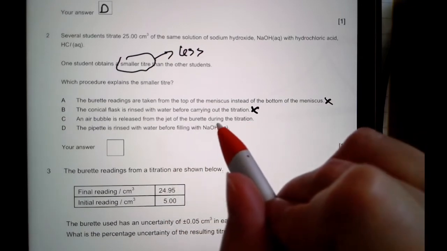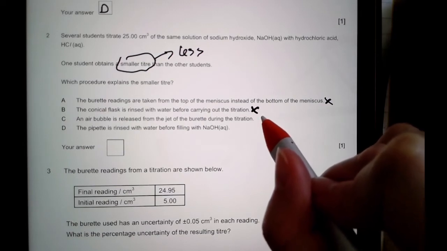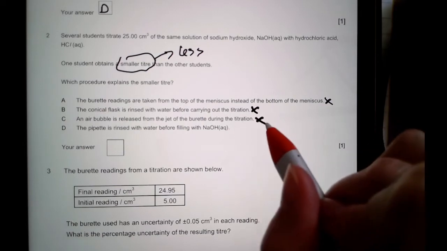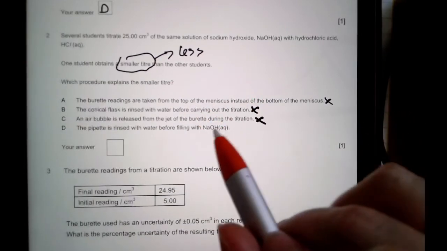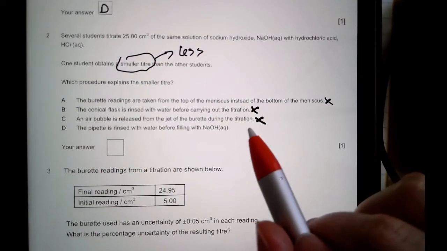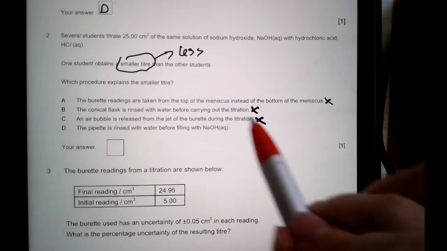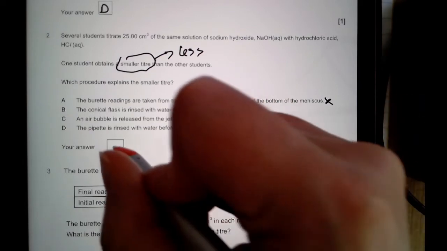An air bubble is released from the jet of the burette. If they have an air bubble in there, you'll end up adding more from the burette, not less. If some of the volume is taken up with just air, then you'll have to add extra in order to neutralize. Whereas here you've got a smaller titer, that would result in a larger titer. So it's this one here. D is going to be the answer.